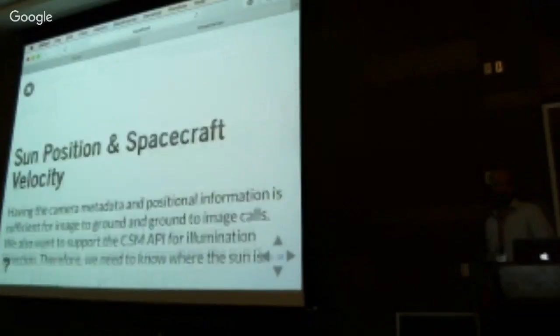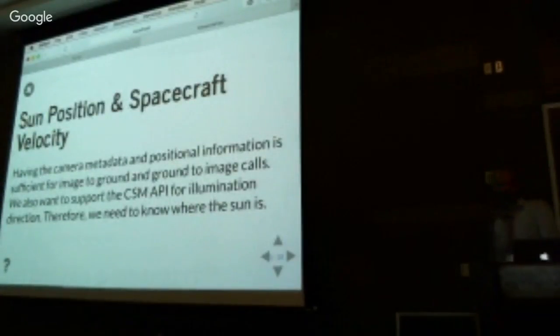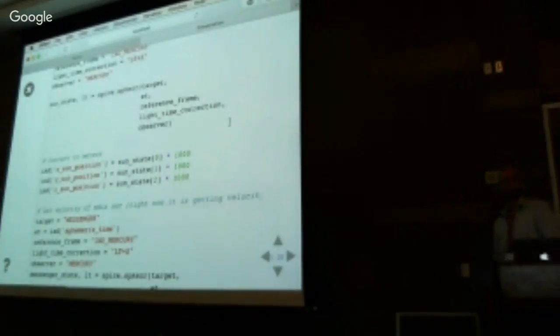Read the documentation. Sun position and spacecraft velocity. The velocity not so important here. The sun position definitely important because we want to have a sensor exploitation tool where we can do stuff that Tammy showed before, like incidence and emission angle. We need to know where the sun is. We need to know where the body is. We need to know where the spacecraft is. So more Spice.